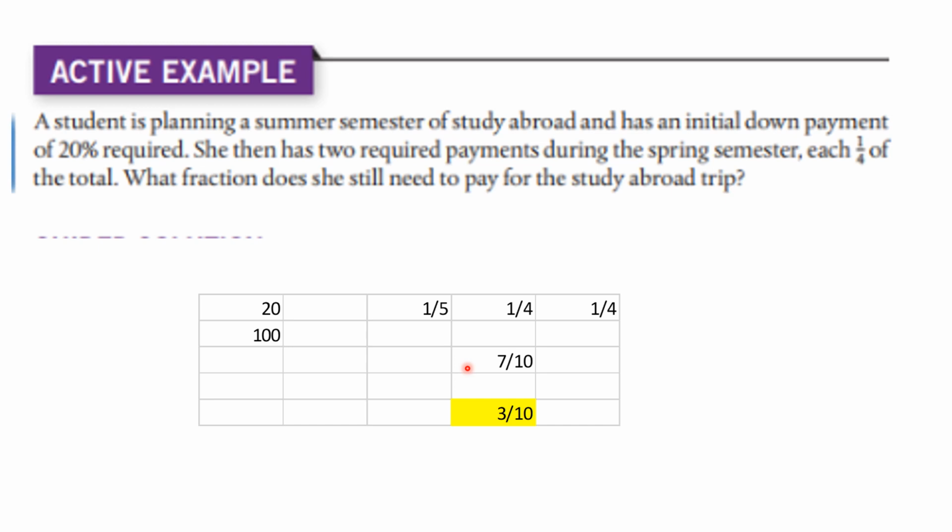And so that means that the student still needs to pay the rest of the whole price. They paid 70% or 7 out of 10, so they still need to pay 3 out of 10, or 3/10, or 30%. And it asks for a fraction, so that would be 3 out of 10 of the total cost that they still need to pay.